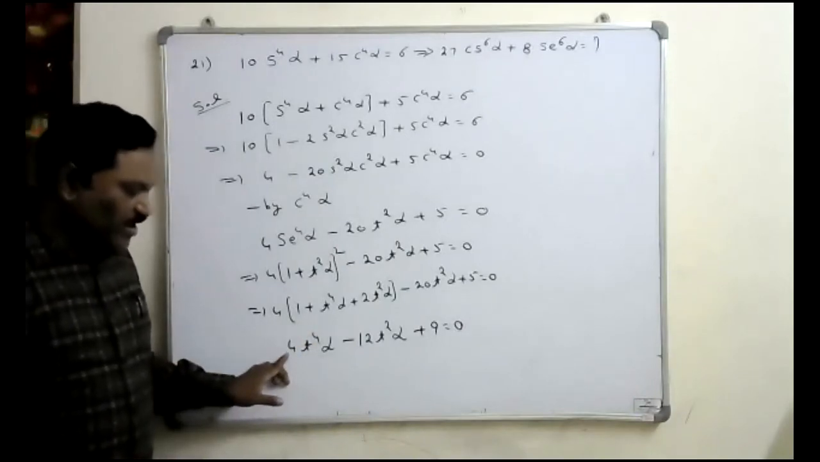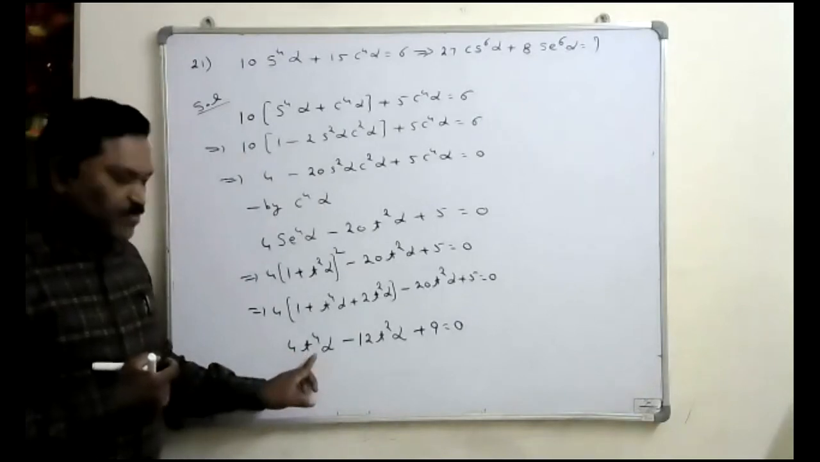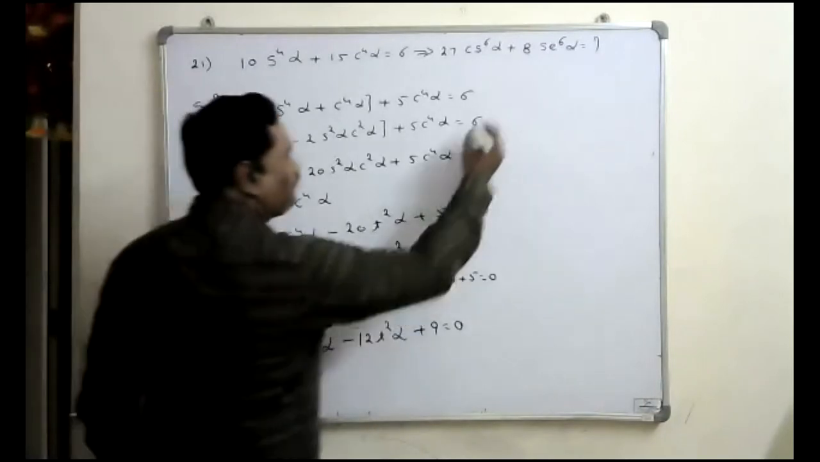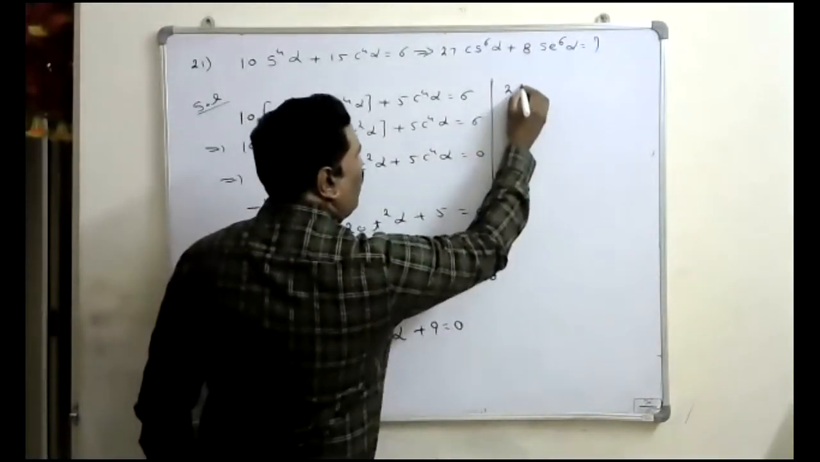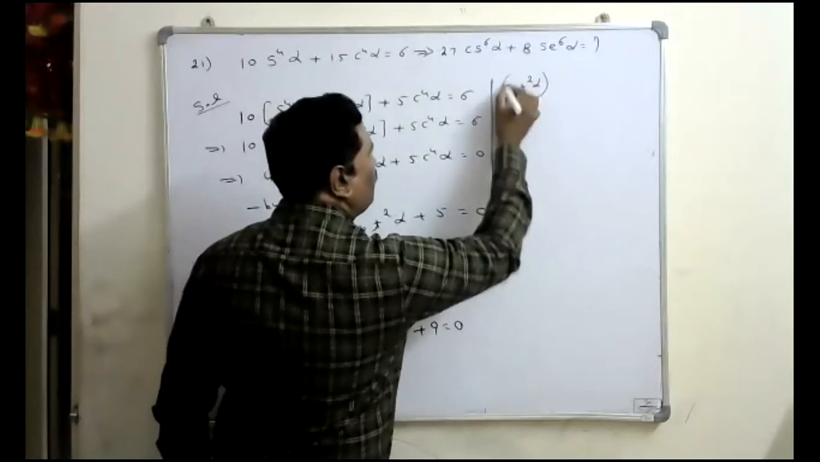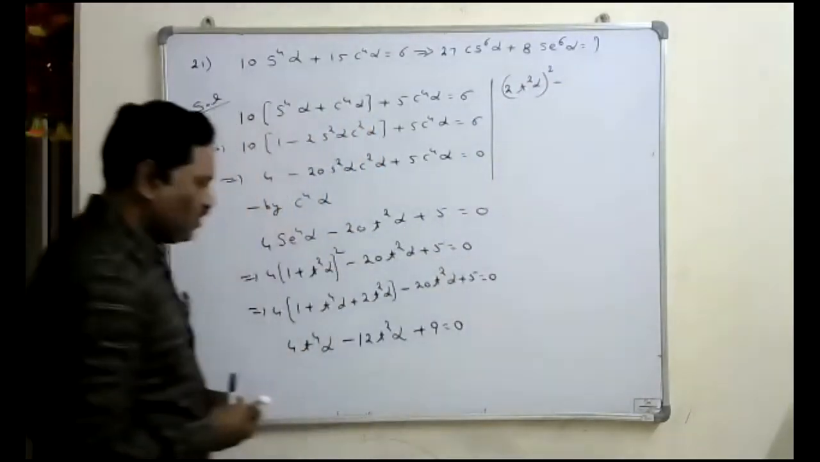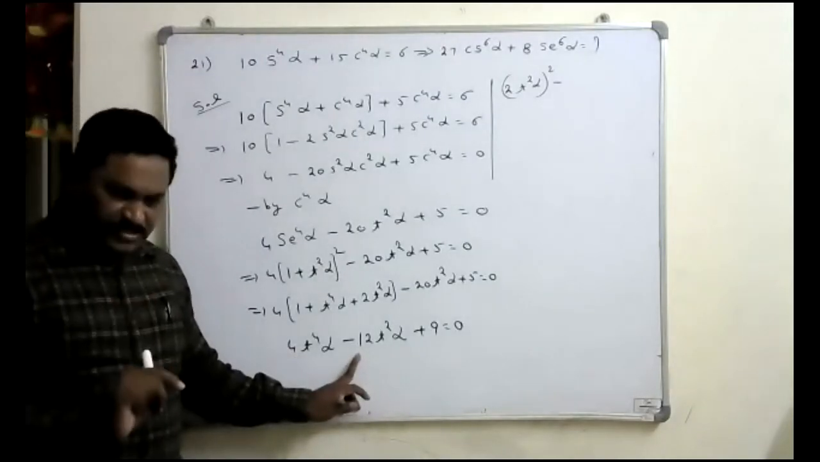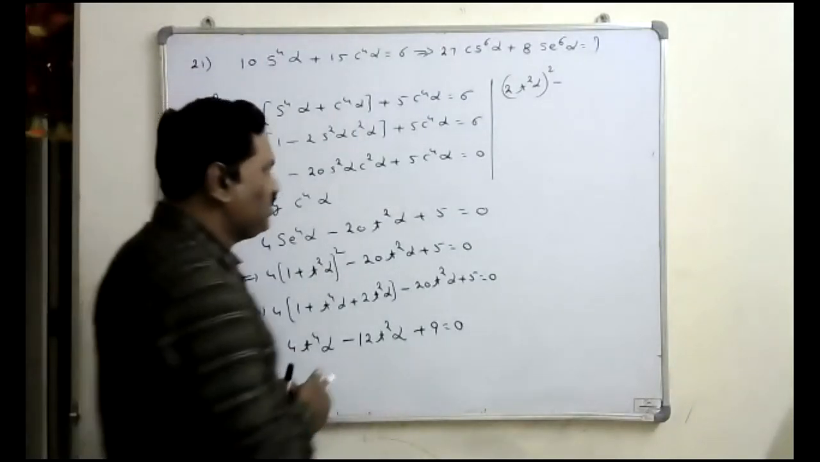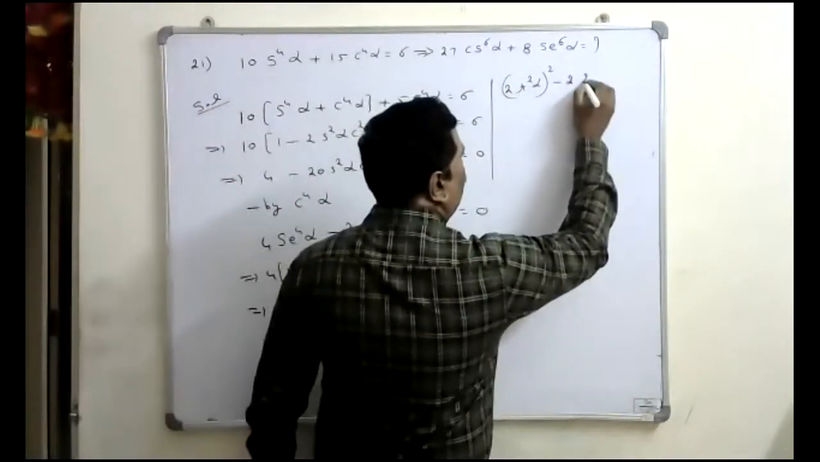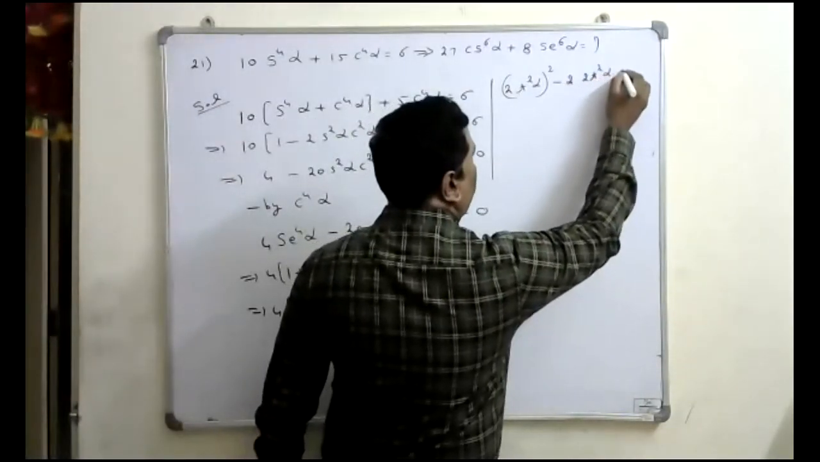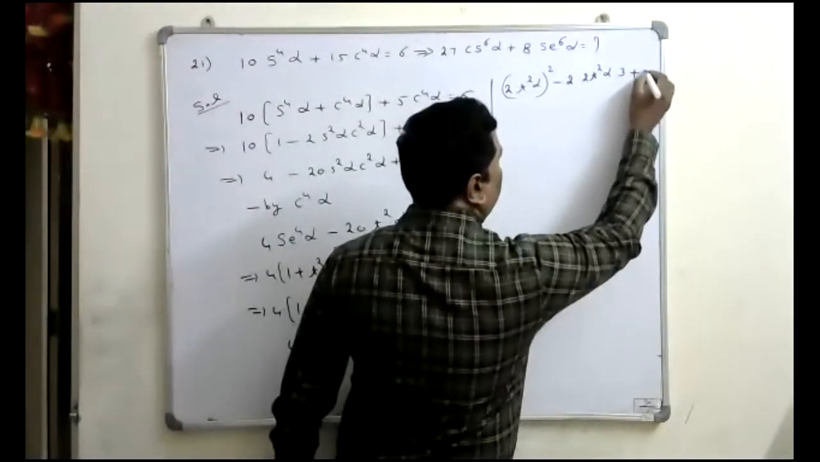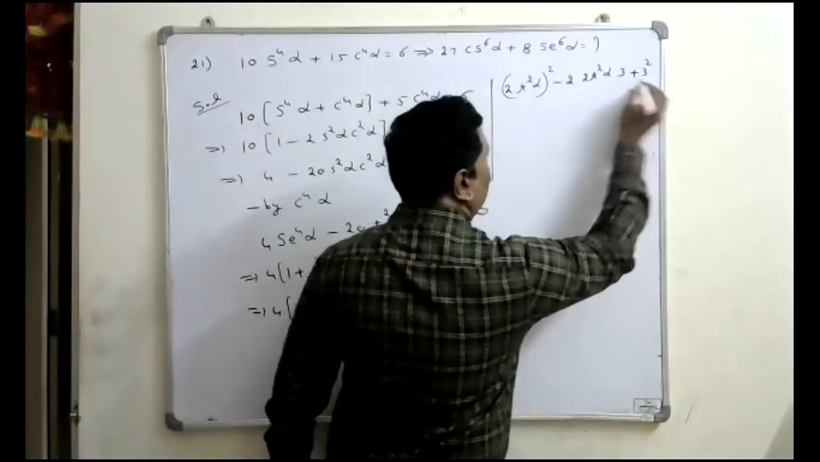Now there is a 4, I can write it as 2 square. Tan power 4 alpha I can write as tan square alpha whole square. So this term I can write as 2 tan square alpha whole square. Like that we can express it. Minus, there is 12 tan square alpha. 12 I can write as 2 into 6, and 6 I can write as 2 into 3. So I can write 2 into 2 tan square alpha into 3. Like that you can express that 12. Plus 9 is there. This 9 I can write as 3 square is equal to 0.